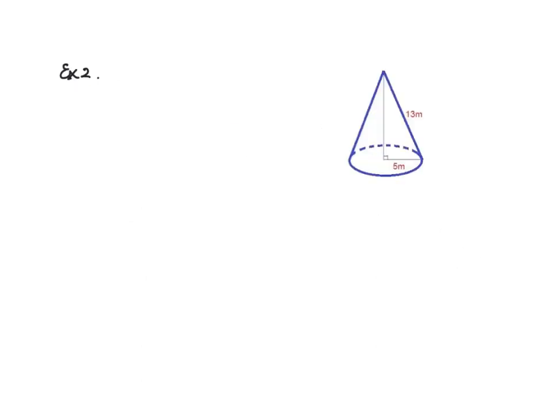Now this second example is slightly different from the first example. Working out the volume of a cone is very straightforward, but here we've got a slight problem. The 13 meters is not the height from the centre of the circular base to the apex. That's the length of the sloping edge of the cone. So we cannot use that in our formula. We can't replace h with 13. The question then is, how do we work out the height here?